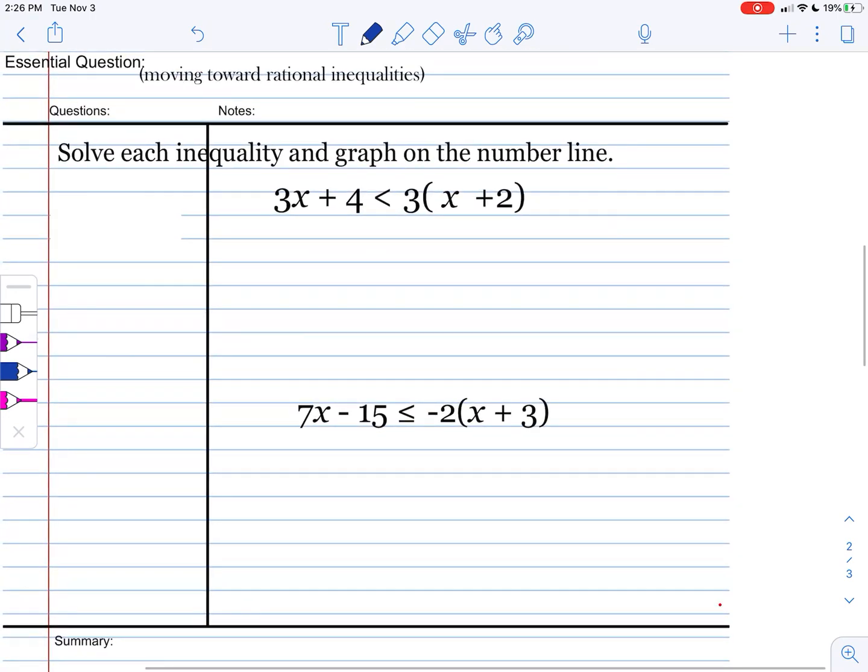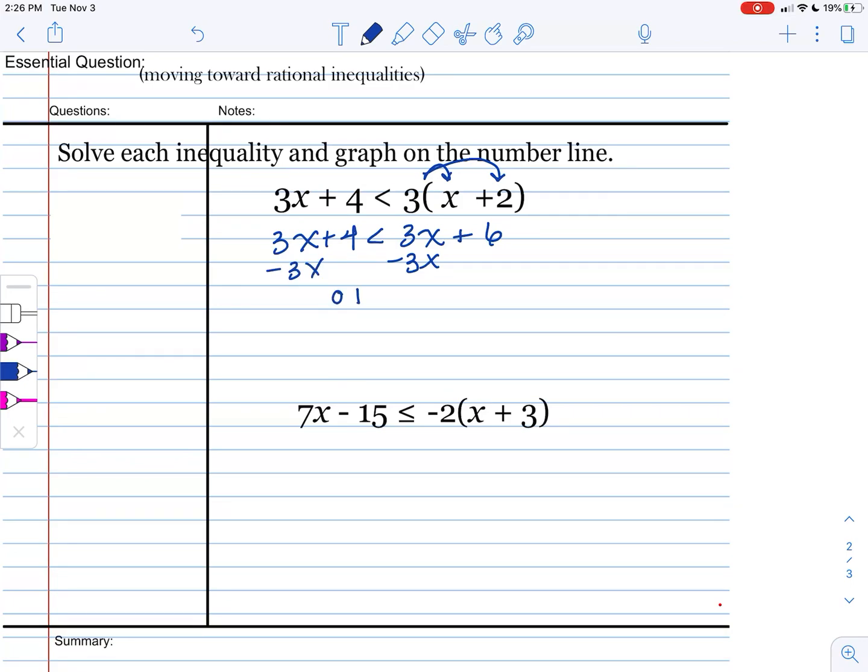I probably didn't give myself enough room here. That would be typical of me. All right, so what do you do when you're faced with something like this? Well, let's just keep going. 4 is less than 6. Okay, this is no solution.